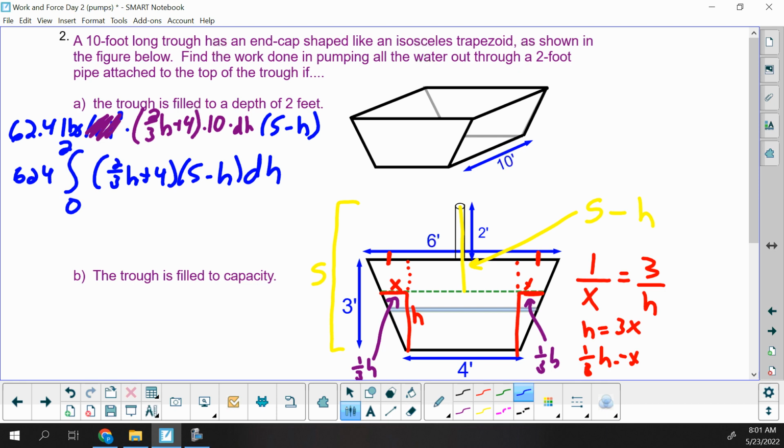And we're going to pause the video for 2 minutes for you to get your answer to this one, and then also see if you can make an adjustment in your integral to find your answer for B.